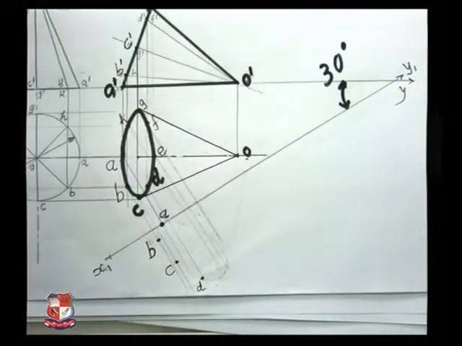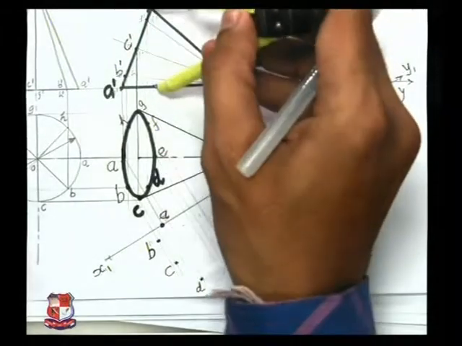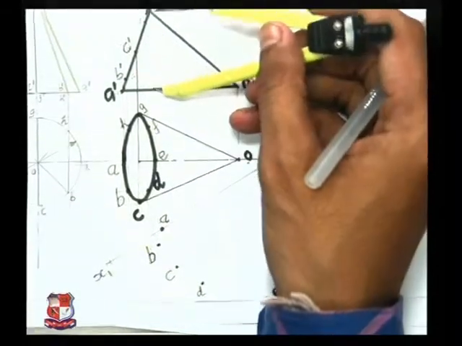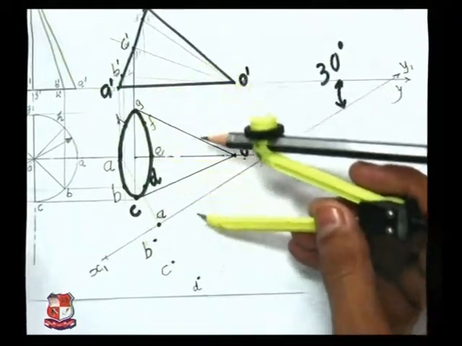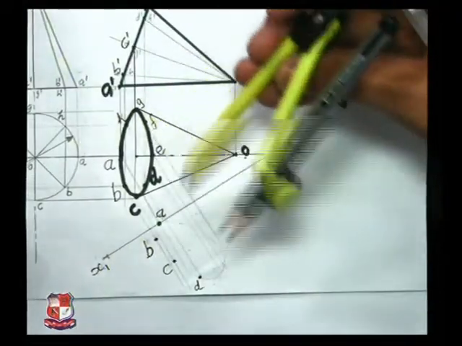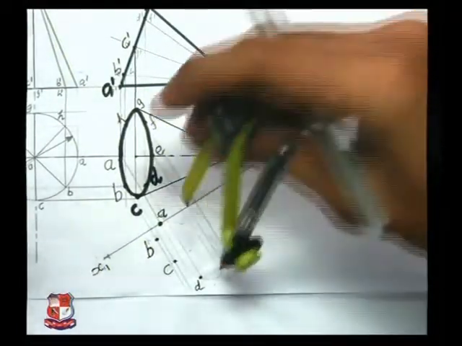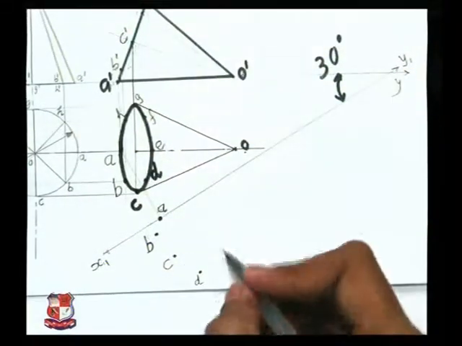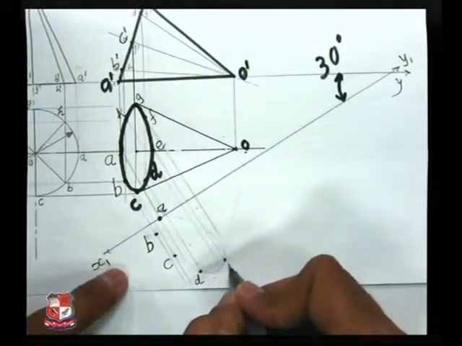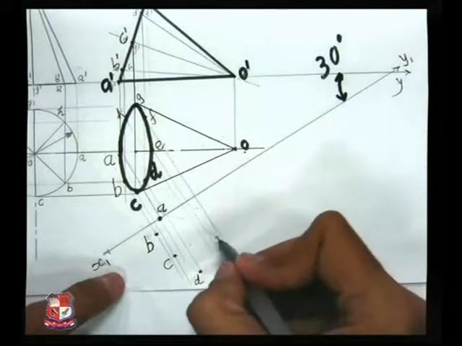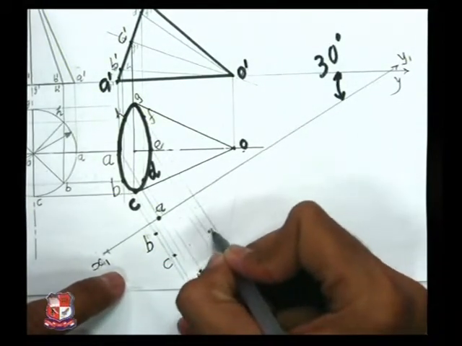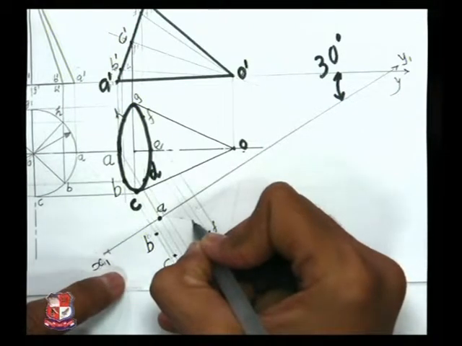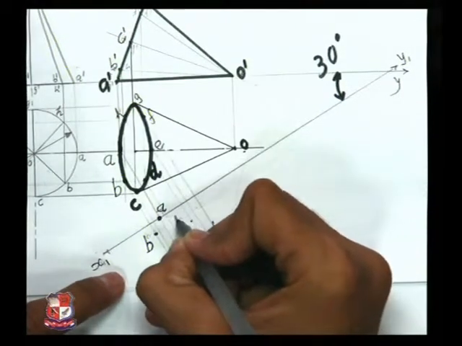Similarly, point E, measure the distance of XY line to point E dash like this. Measure this distance. From E, draw a line as this line is drawn, and cut an arc over here from E to here. So here point E would be there. Similarly, point F would be somewhere here, and G would be somewhere here, and H.